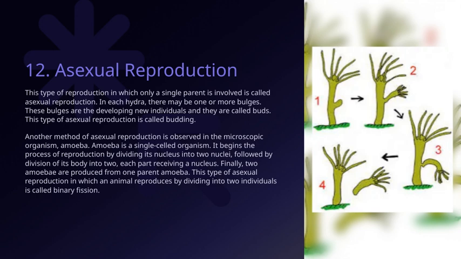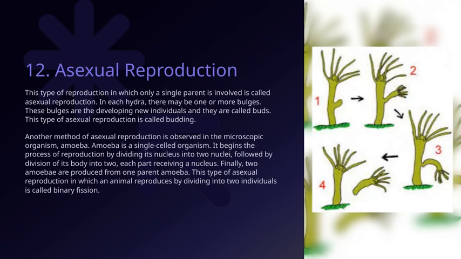Moving on to microscopic organisms like amoeba, we see another fascinating method. Amoeba is a single-celled organism, and it reproduces by dividing itself into two. The process begins with the nucleus splitting into two new nuclei, and then the entire body divides into two parts, each with its own nucleus. As a result, from one amoeba, you get two new amoebae. This method is known as binary fission, and it's a quick way for single-celled organisms to multiply.